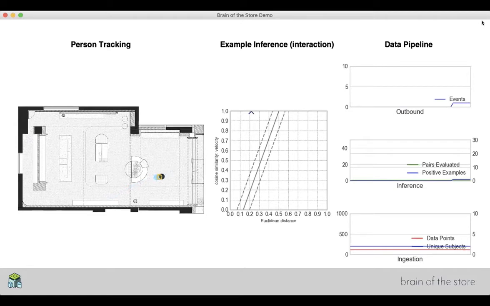As they come together and spend a little time together, we notice that their velocities become identical because they're both in the same place, not moving. Their Euclidean distances are much closer together, and the system classifies this as an interaction and understands that they're now interacting. You'll notice an orange circle is drawn around that interaction over there on the left. You'll also notice on the outbound API over there to the right, we've generated 1 event that's being pushed out to our real-time system.